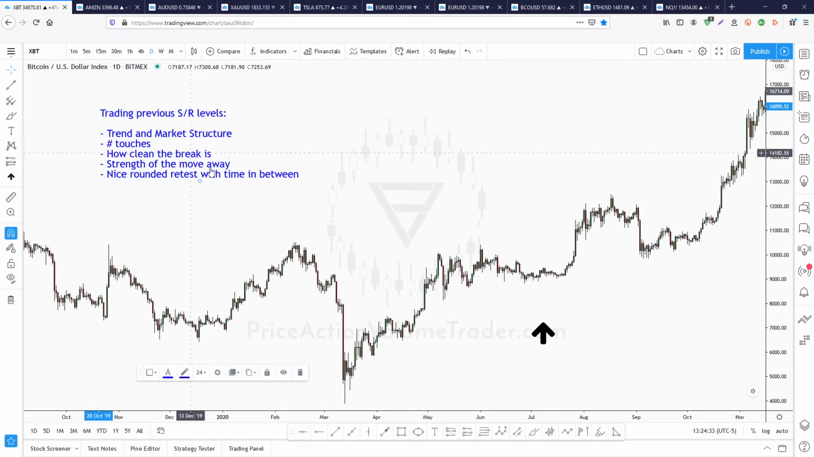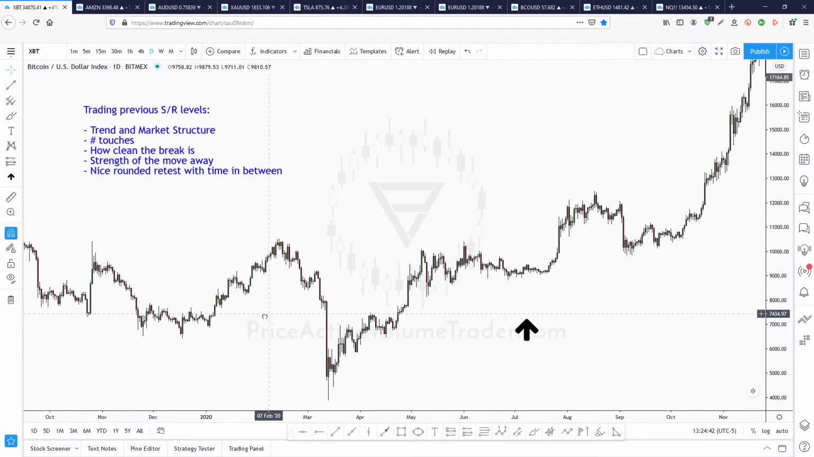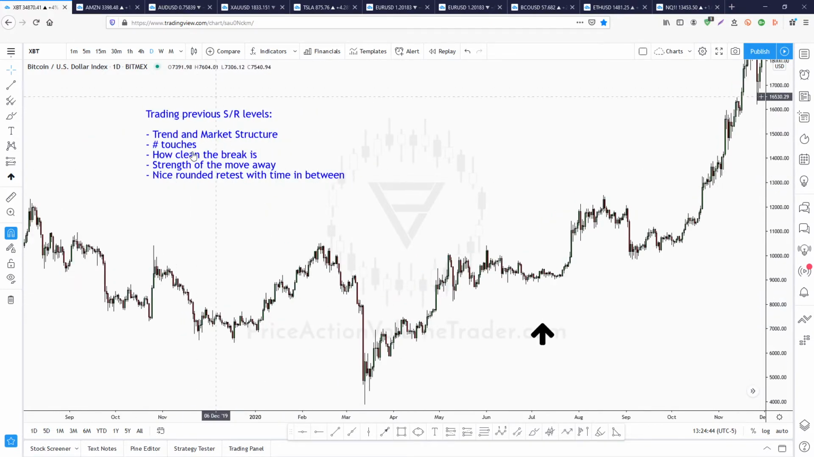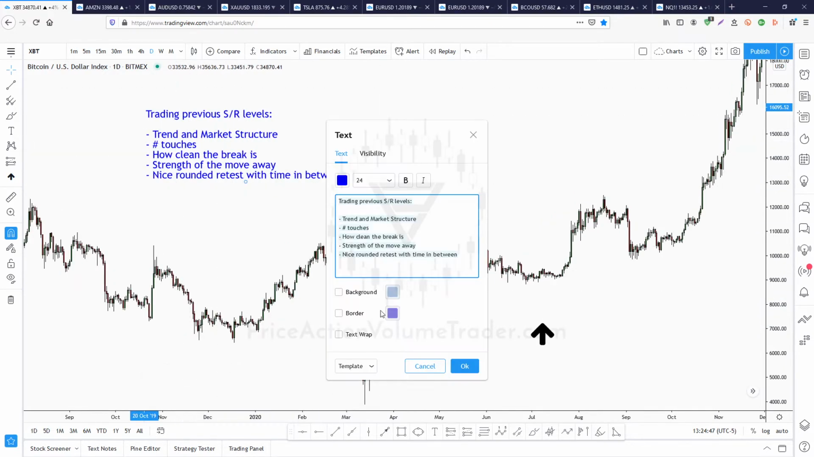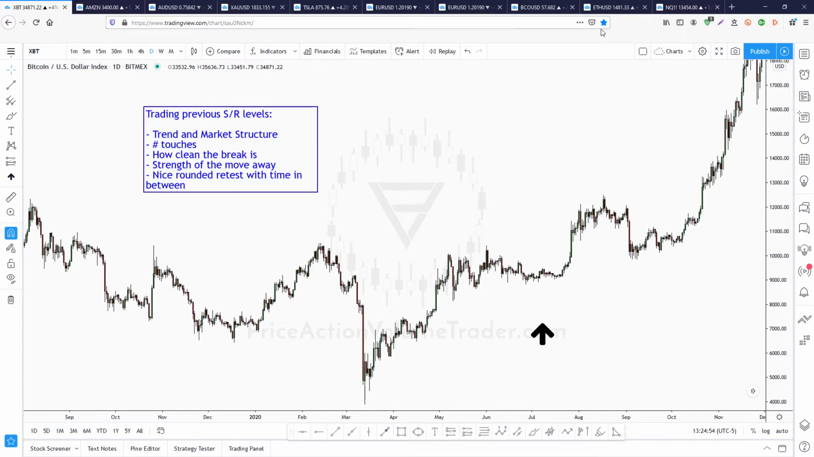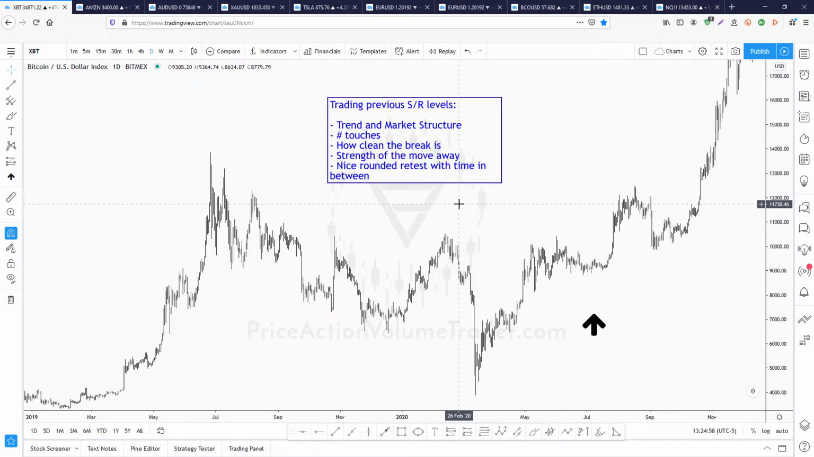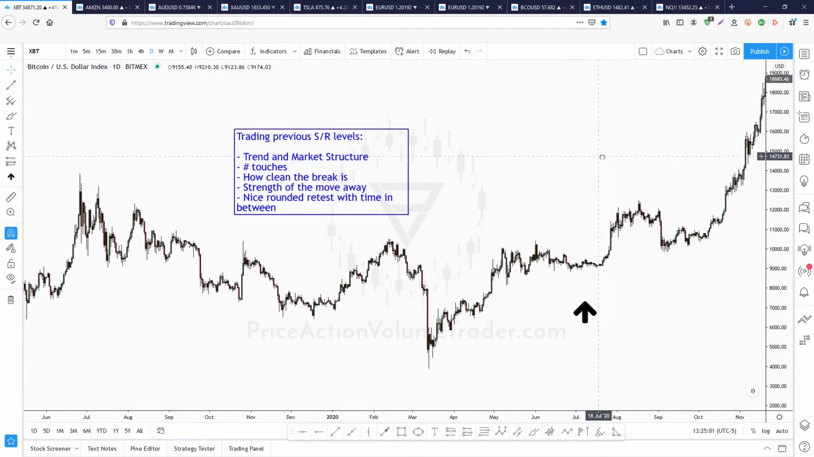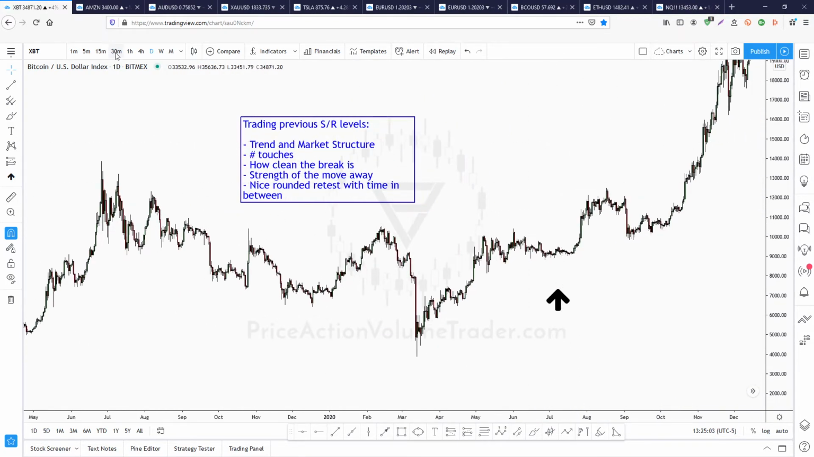Okay, so these are pretty much the 5 factors that I want to take into consideration every time I'm looking at trading levels like this. I'm going to leave this here so we can just keep it on here for future reference when we're looking at all the other things. So let's start with Bitcoin. Let's analyze this level. So we have a daily chart here on Bitcoin.